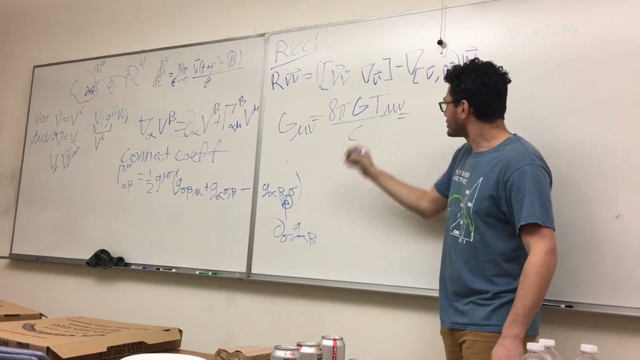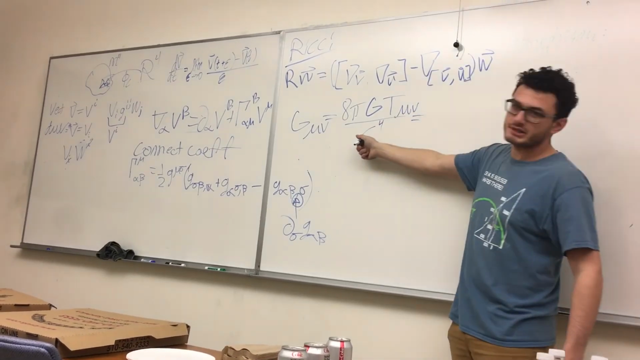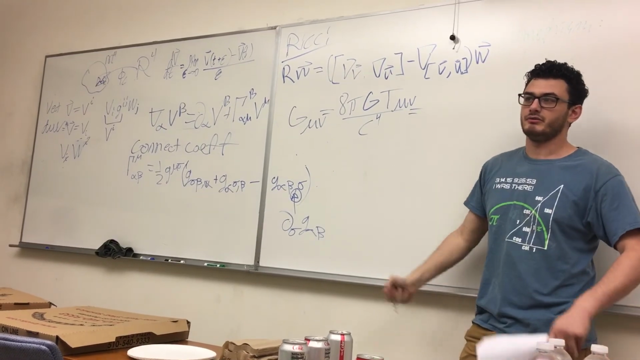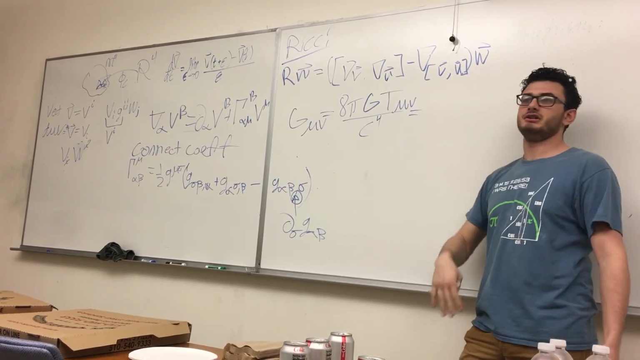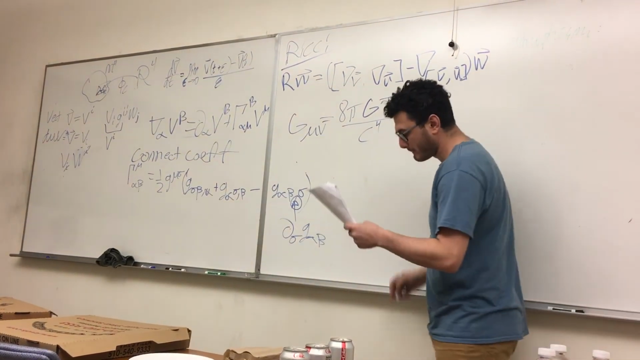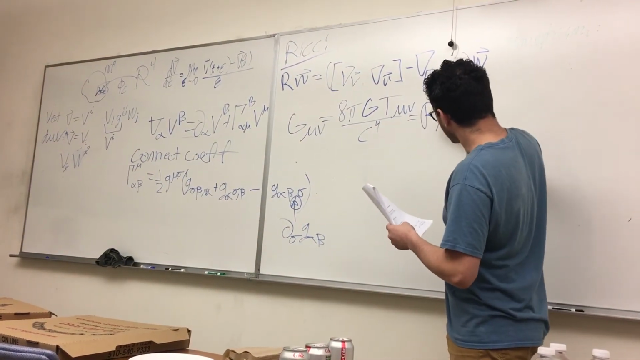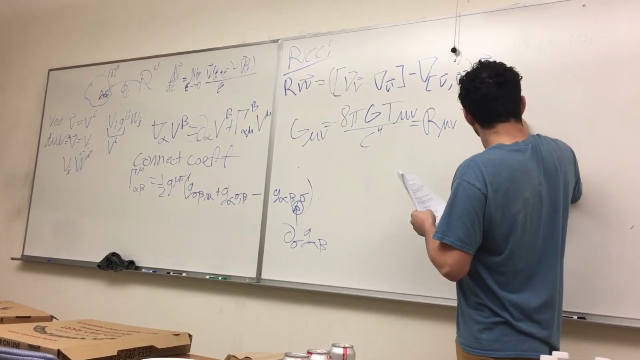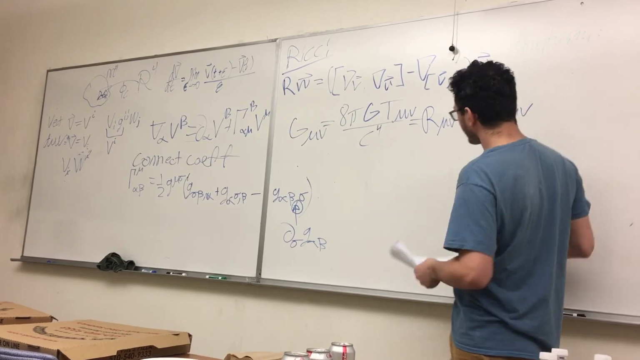And just for everyone else in the room, c is the speed of light, G is Newton's constant that gives us the expression F equals mg is equal to mM big G over r squared. And we're going to be able to write this as R mu nu minus 1/2 R g mu nu.